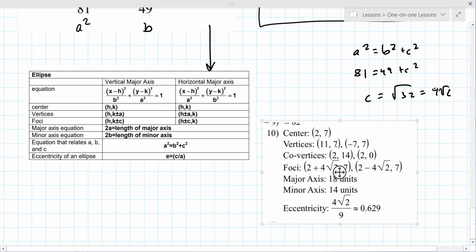H plus A, H minus A, and so on. So do you want me to write the formulas and put the numbers in, or do you want to? What do you want to do? First option. Just this right here.